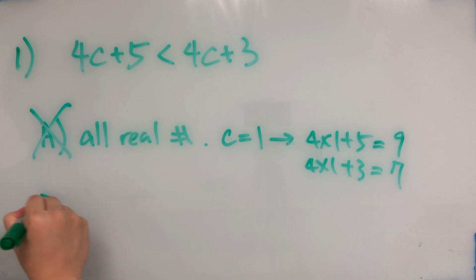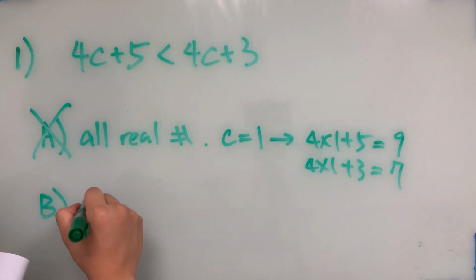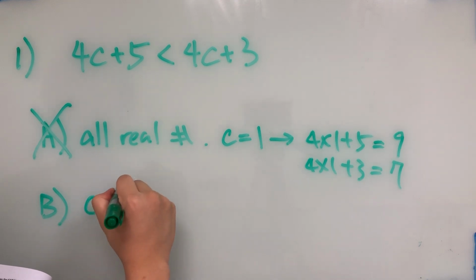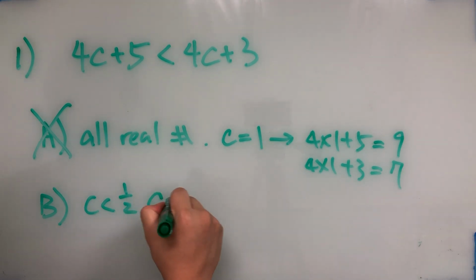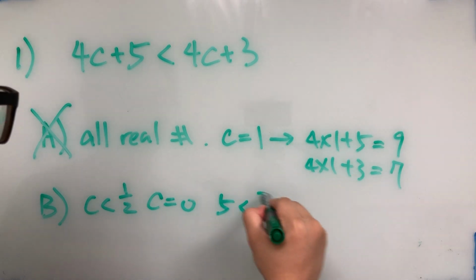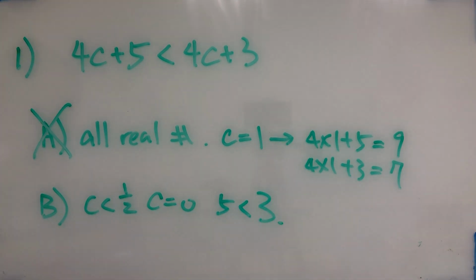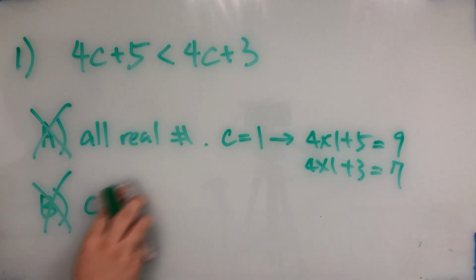And let's go through B. It says as long as C is smaller than 1/2. Then let's make C 0 then, right? And then you have 5 smaller than 3, which also doesn't make sense. So B is wrong. All right, and you get the same idea, but I'm just gonna go through them anyways.